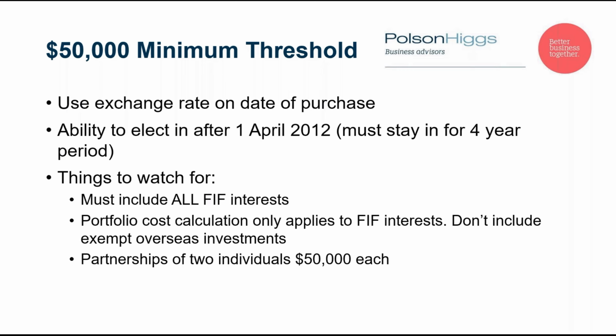So a couple of things to look out for when we're doing it. We need to include all FIF interests. We need to find all the interests we have. We can't just do it on one share alone. We don't include exempt overseas investments. So we don't include our Australian stuff when we're doing it because they are not subject to the FIF rules. But we do have to include all the other ones we have. And if I've got two people that own a portfolio together, then normally I can take that and say it's $50,000 each. So effectively $100,000 for two people together.